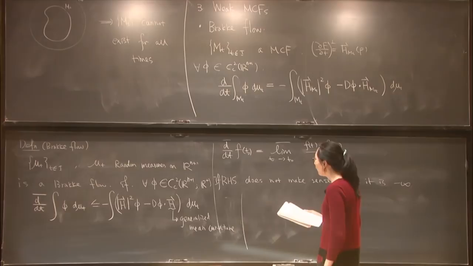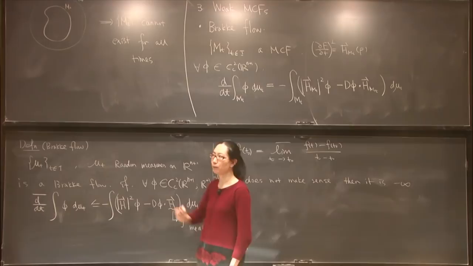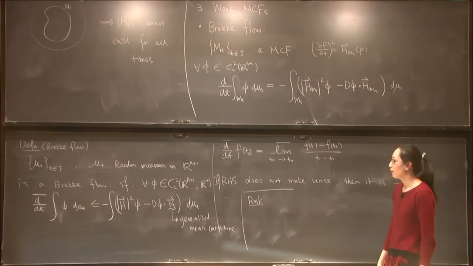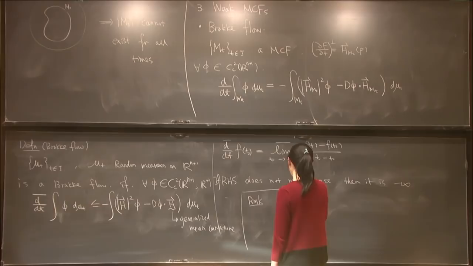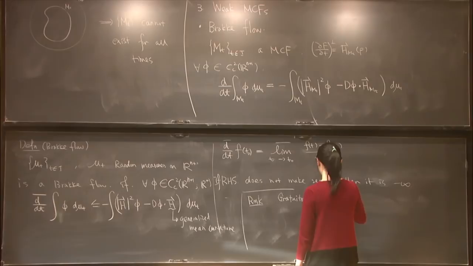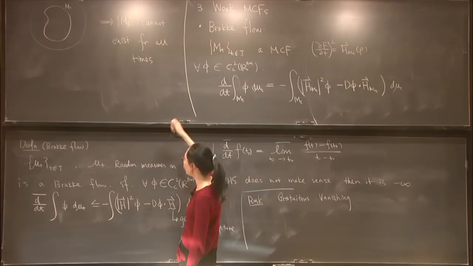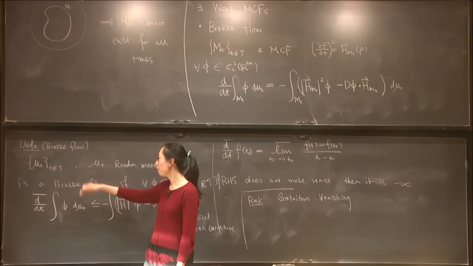So as I said, for this notion you do have some compactness property for this bracket flow, but a significant drawback of this method is that, by definition, you could actually have the so-called gradient vanishing phenomenon. In this definition, even if you have, say, a classical mean curvature flow, you could actually use it to construct infinitely many bracket flows, right?